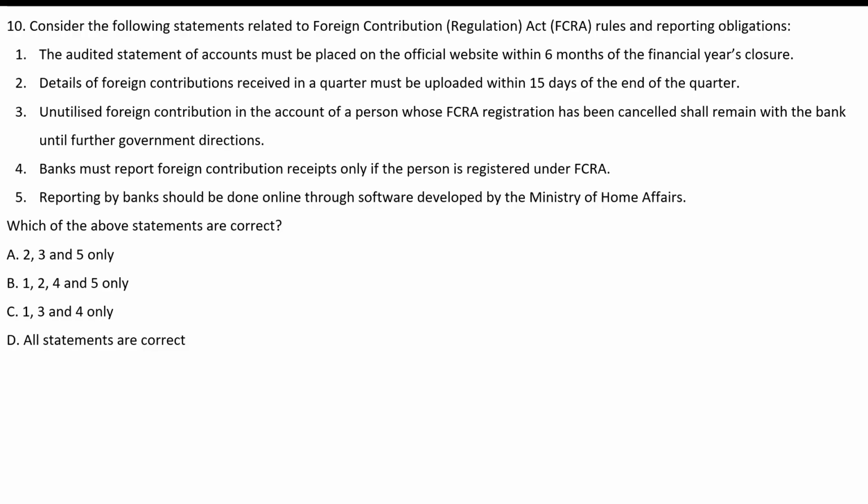Consider the following statements regarding FCRA rules and reporting obligations. The audited statement of account must be placed on the official website within 6 months of the financial year closure. It is 9 months, not 6 months. So this statement is not correct. Details of foreign contribution received in a quarter must be uploaded within 15 days of the end of the quarter. Yes, this statement is correct.